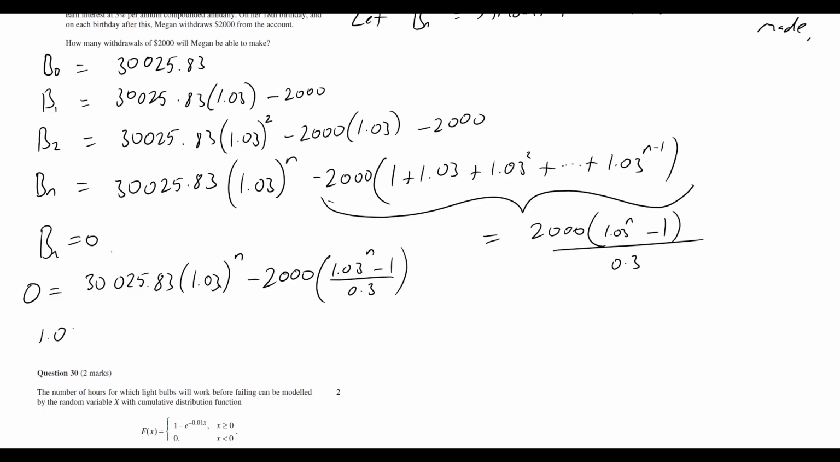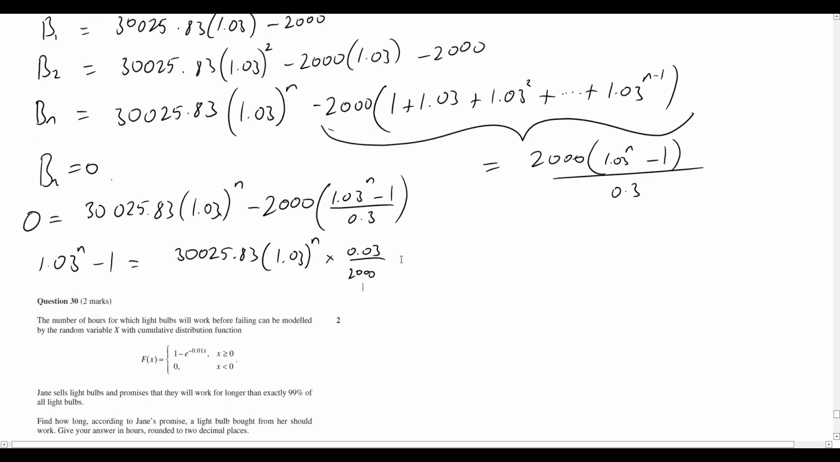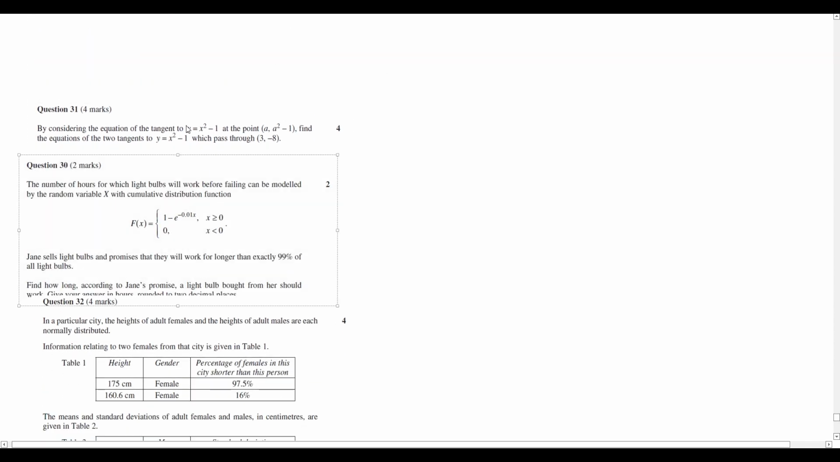So now we should be working with 1.03 to the n minus 1 equals $30,025.83 times 1.03 to the power of n. Now times that by 0.03 over 2,000. Whew, okay, so yeah, definitely a lot going on in this question. All right, so now after we've done that, we can see that it's getting a little bit messy, but what we want to try and do is end up with 1.03 to the n all on the same side. So what we can do now is just add 1 to both sides, and then we'll actually end up subtracting this term across both sides. And I'll get rid of this. We'll use a bit more space later on.